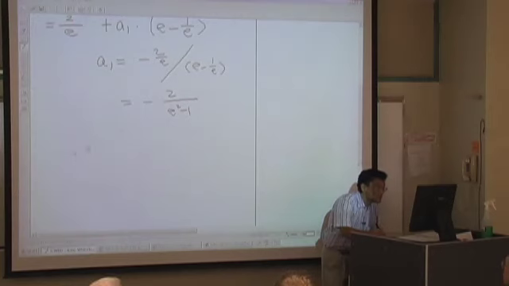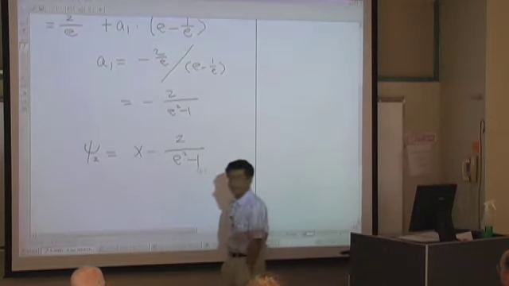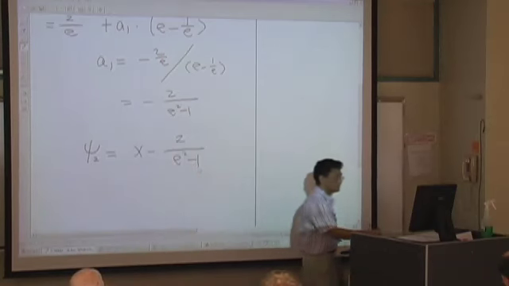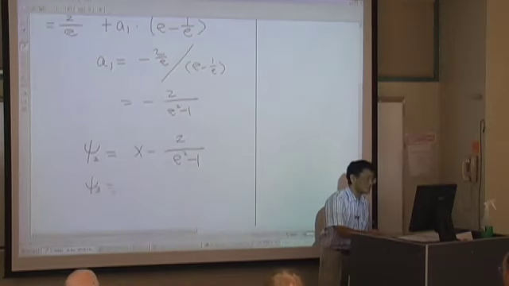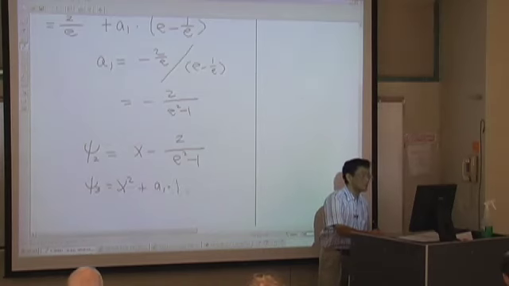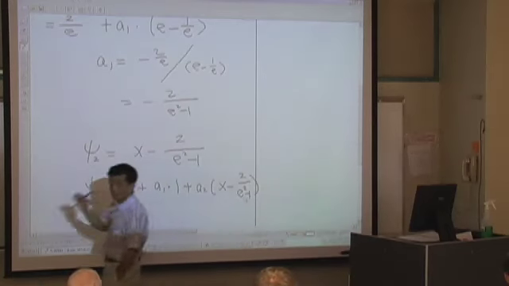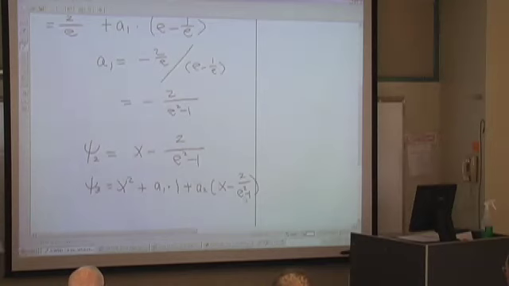So psi 2 is found. It is x minus 2 over e squared minus 1. Psi 3 will be found. Psi 3 is x squared plus a1 times 1, and then a2 times this one, x minus 2 over e squared. This is the reason why I wanted to show you. I want to show you what kind of things you should do to solve homework problems.